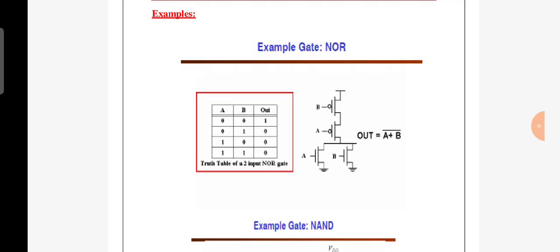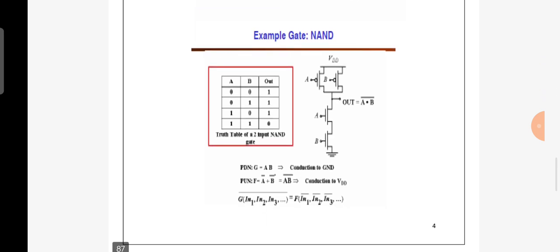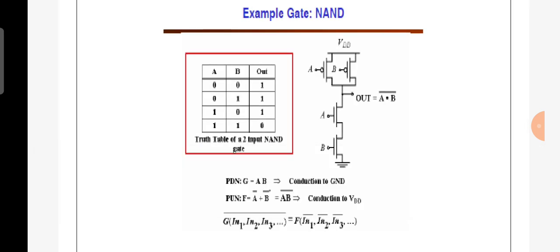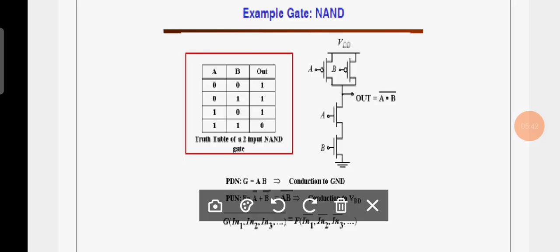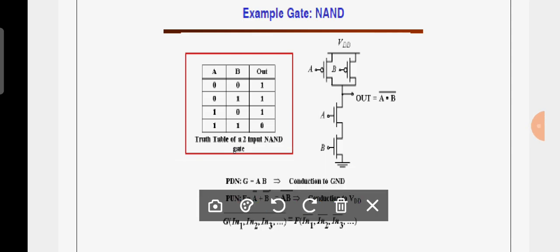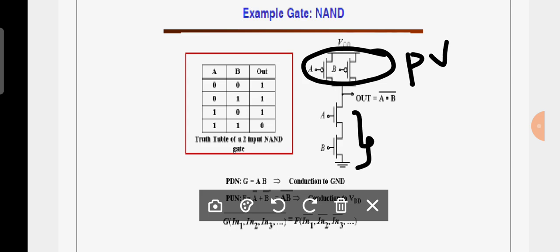If you observe another example, you can observe which example it is. Yeah, absolutely, it is a NAND gate. You can observe very clearly. Now, since it is a NAND gate, is it clear? Therefore PMOS should be in parallel, NMOS should be in series. That means this pull up network is in parallel, this pull down network is in series.